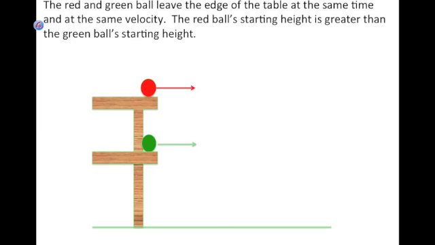Now we have two more balls. Now we have red and green, and they are on a table of two different heights. So if those two balls leave the edge of the table at the same time and at the same velocity, if the red ball starting height is greater than the green ball starting height, I would like for you to predict how their paths will look. Think about which one you think may land closer to the table, or will they land at the same time or the same place?